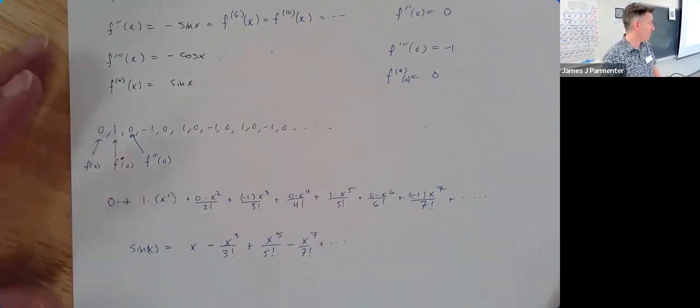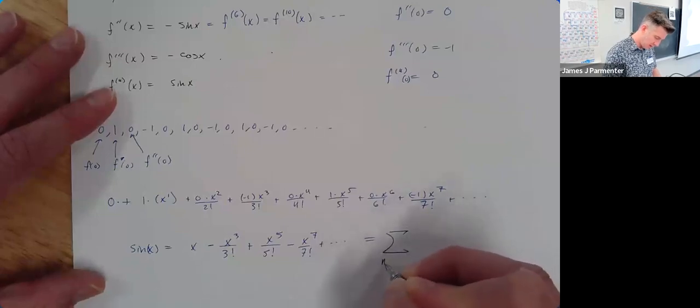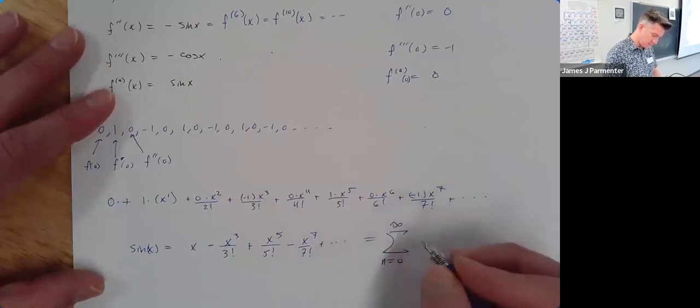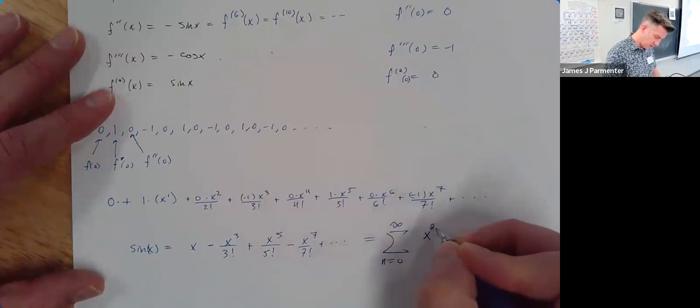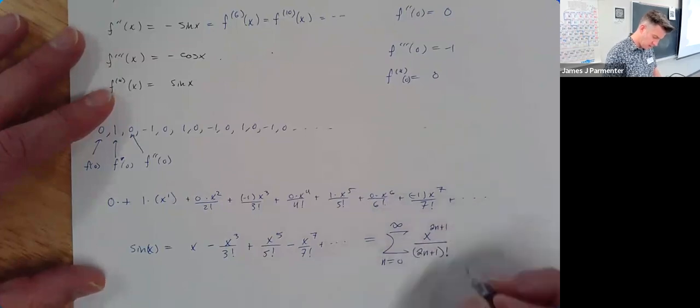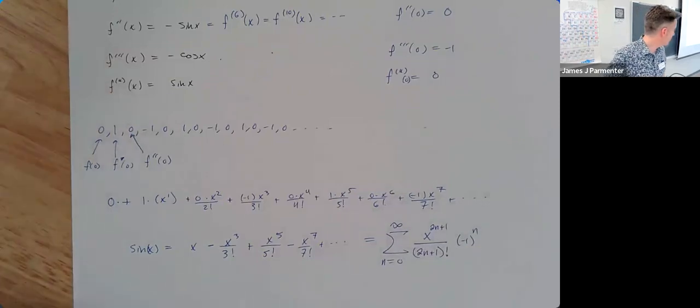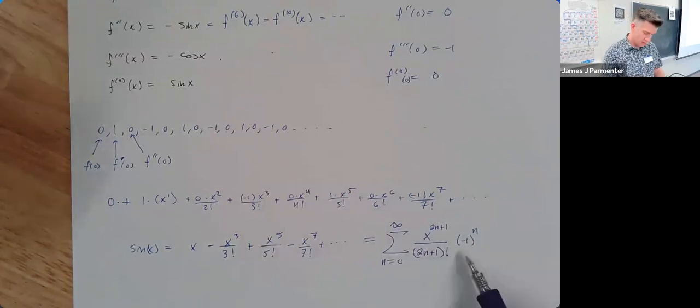And the way we typically write this formula in summation form is the sum from n equals 0 to infinity of x to the 2n plus 1 over 2n plus 1 factorial times negative 1 to the n. 2n plus 1 gives you every odd number, and 2n plus 1 factorial gives the same odd number, and then negative 1 to the n alternates, starting with positive and then going negative, positive, negative.